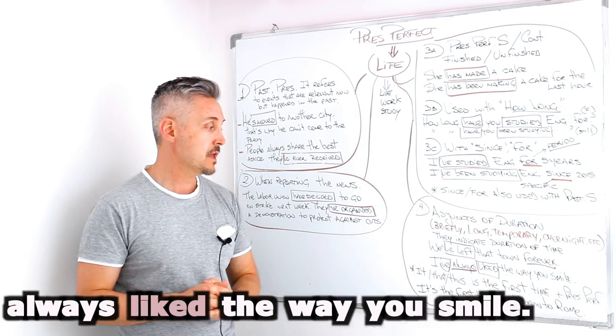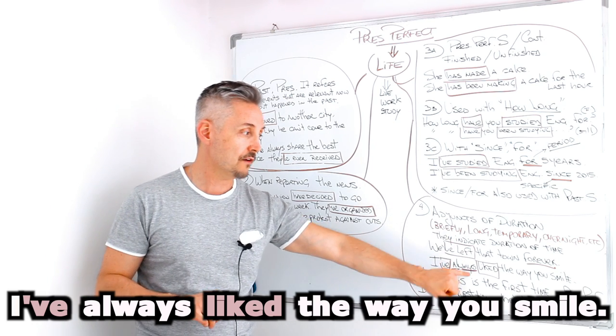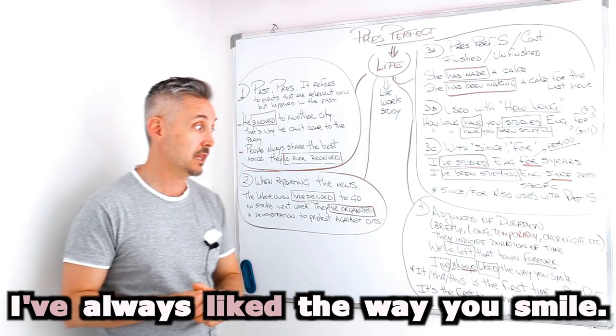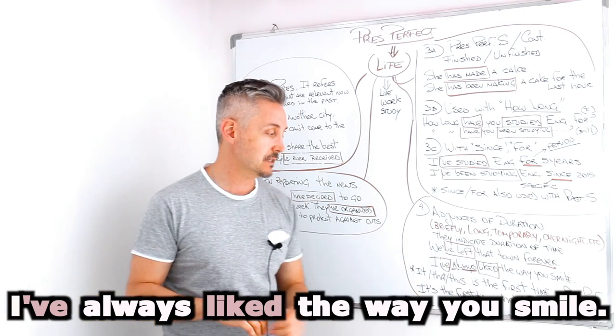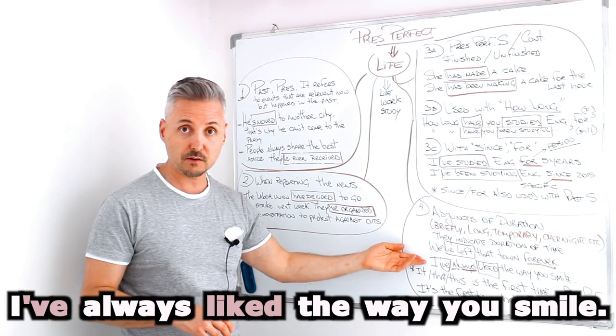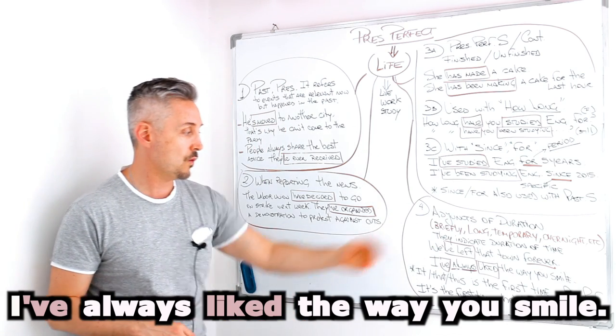Another example, always is the adjunct of duration. I've always liked the way you smile. Okay, I've always liked. And again, this is used with the present perfect, right? And within the adjunct of duration, always.